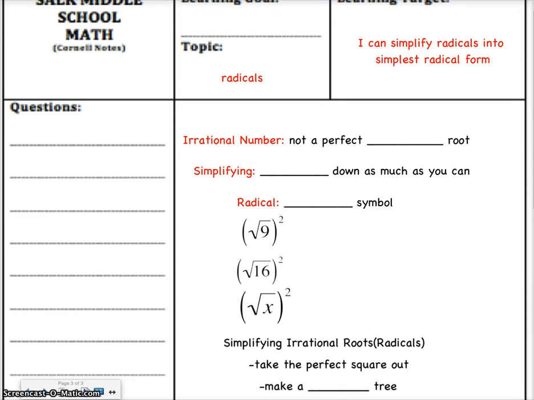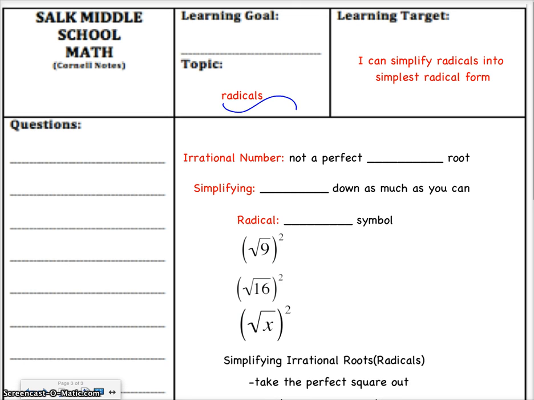Okay, we are moving into the last concept of our Pythagorean theorem in trigonometry, which is part of simplifying radicals. That is the vocab word that we're going to be dealing with today. Your learning target: you can simplify radicals into, of course, the simplest radical form. Now, what does that look like?